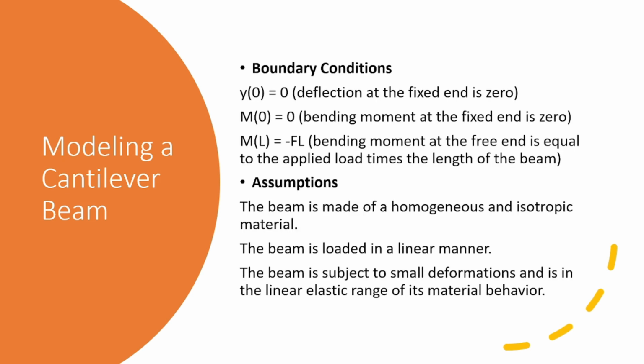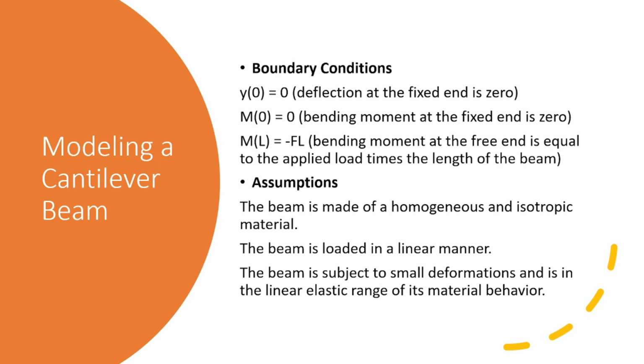For the governing equations, we need to apply boundary conditions that represent the fixed end and the free end of the beam. The boundary conditions for a cantilever beam are: number 1, deflection at the fixed end is 0. Number 2, bending moment at the fixed end is 0. And the third, bending moment at the free end is equal to the applied load times the length of the beam.